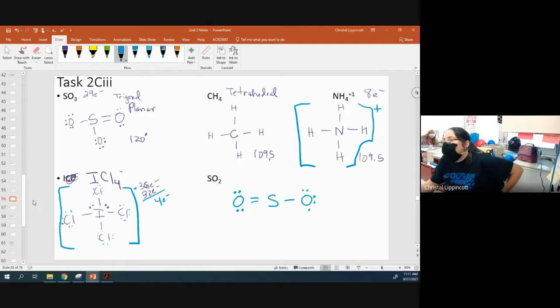Yes, sir. What if I put both oxygens at double bonds? Good question. That's what I was thinking, and then I looked at my notes and I'm like, oh no, this is good. So yeah, it would have to, because otherwise sulfur wouldn't have enough. And the formal charge wouldn't have. Okay, so we got that better.